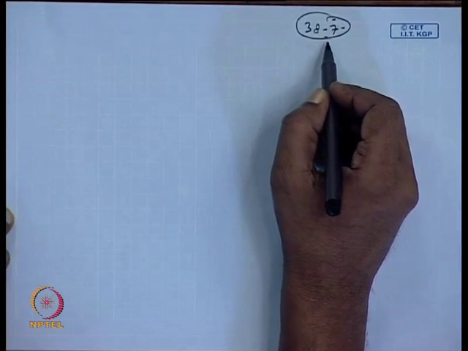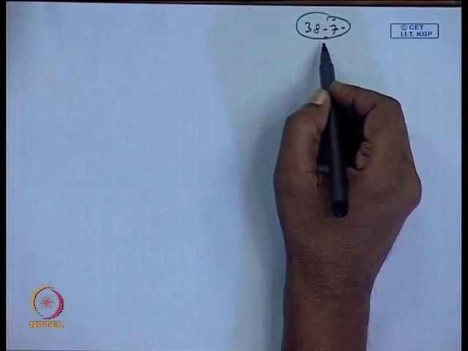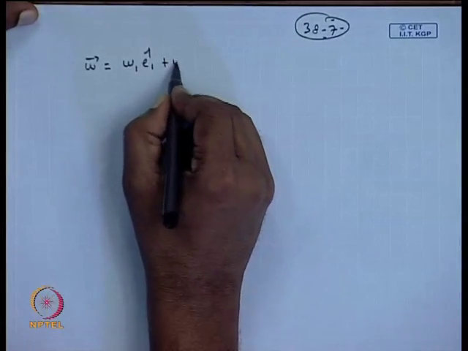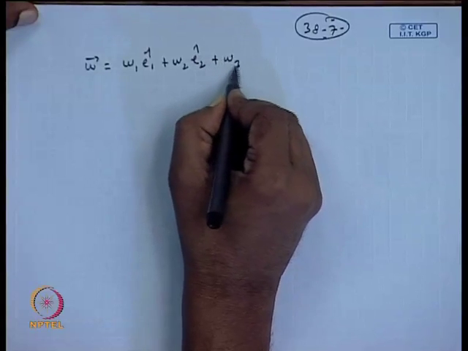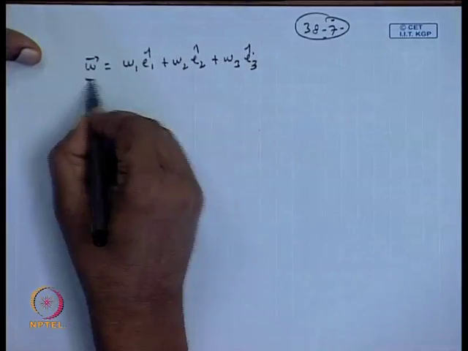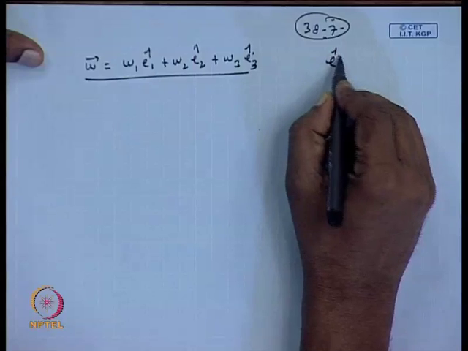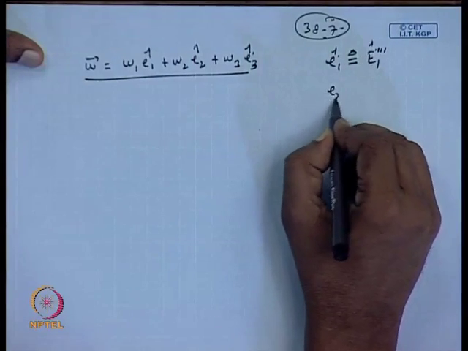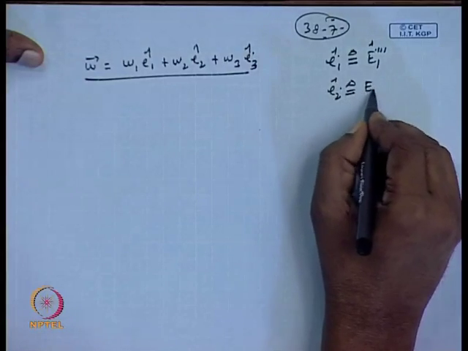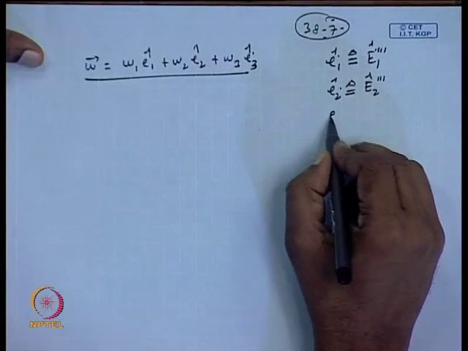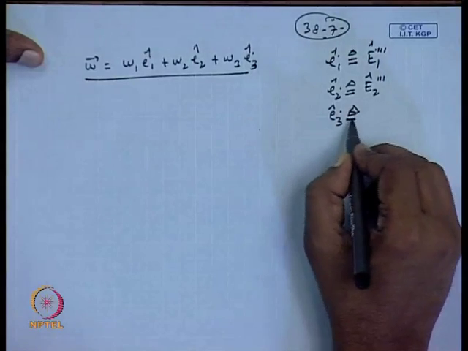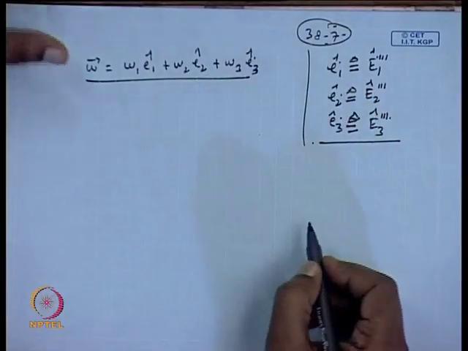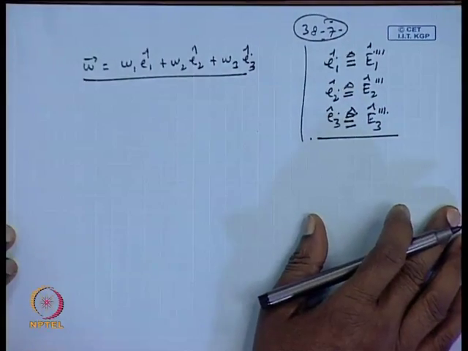So, now we have the rotations here. Already we have written that omega is equal to omega 1 E 1 cap plus omega 2 E 2 cap plus omega 3 E 3 cap, where E 1 cap is identical with E 1 triple prime cap, E 2 cap is identical with E 2 triple prime cap, and E 3 cap is identical with E 3 triple prime cap.